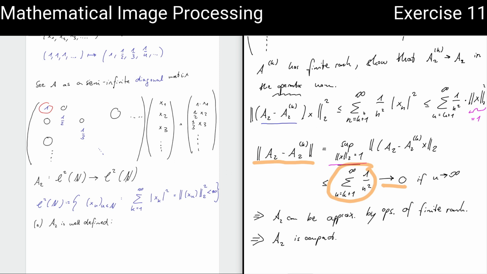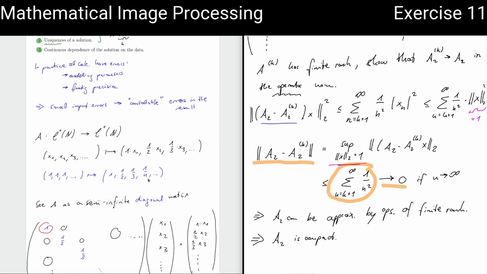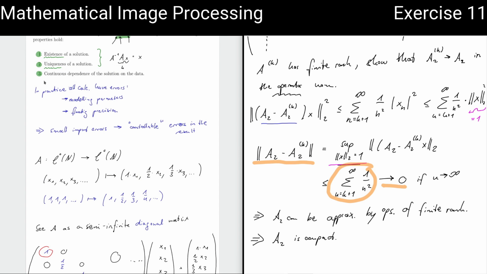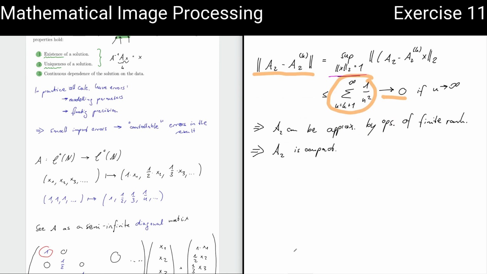And now we want to come back to the notion of well-posedness. So this means we now want to consider the inverse of our operator. So these are the three things: existence of a solution, uniqueness of a solution, and continuous dependence of the solution on the data. Let us first take a look at the inverse of A2.